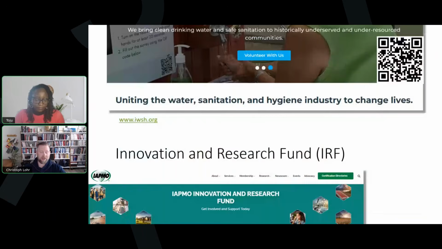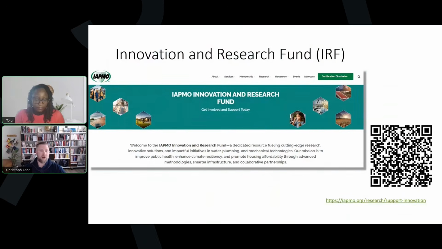And then in addition to that, we have our new Innovation and Research Fund. This is one of the engines that's really supporting a lot of the research we're doing, including around the water demand calculator and looking at commercial buildings.